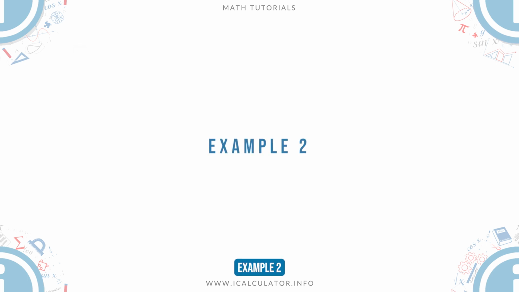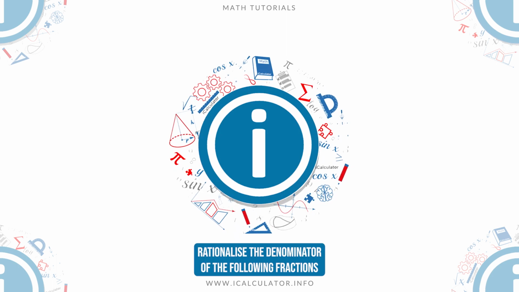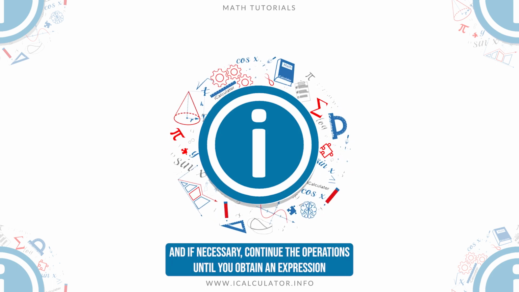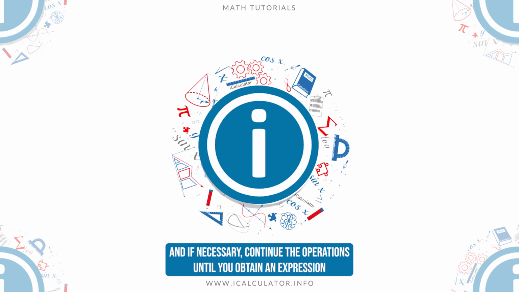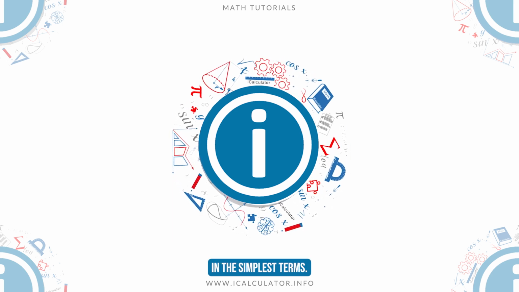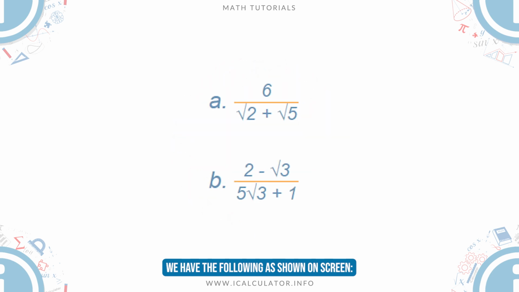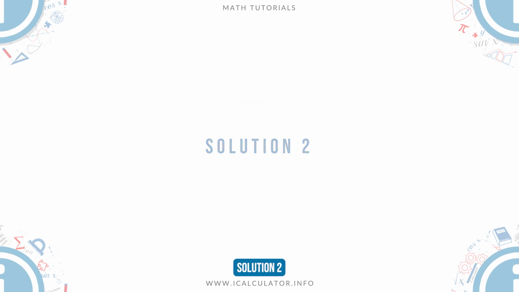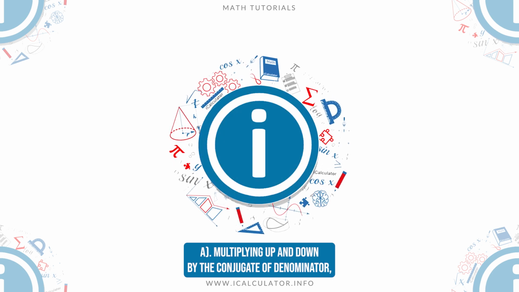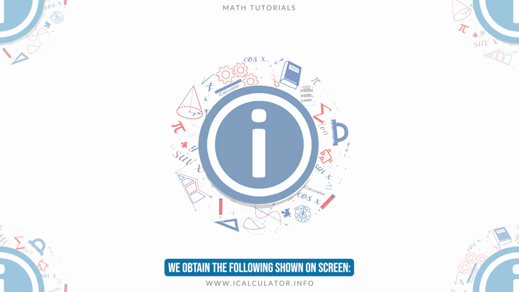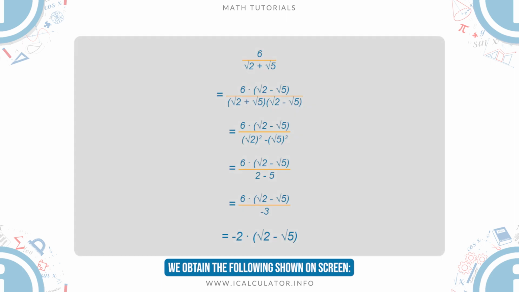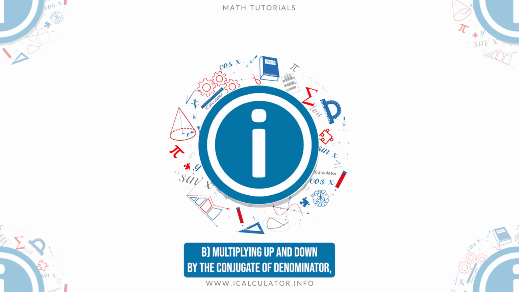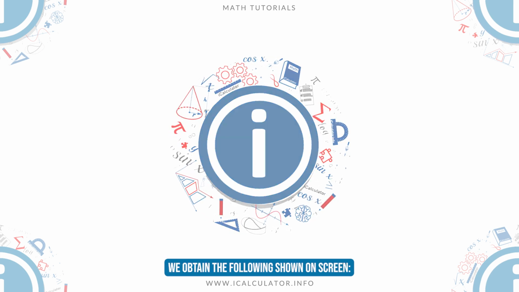Example 2. Rationalize the denominator of the following fractions, and if necessary continue the operations until you obtain an expression in the simplest terms. We have the following as shown on screen. Solution 2. A. Multiplying up and down by the conjugate of the denominator, we obtain the following shown on screen. B. Multiplying up and down by the conjugate of the denominator, we obtain the following shown on screen.